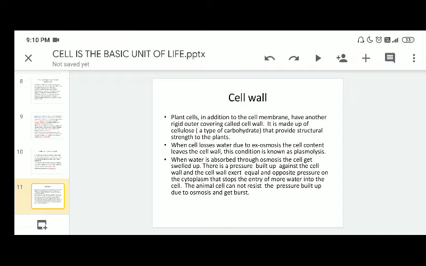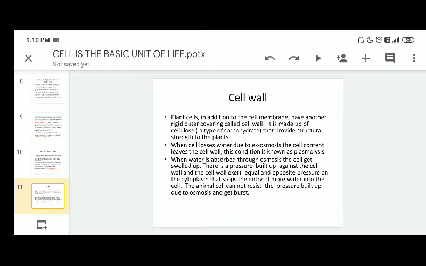Now, cell wall. Plant cells, in addition to the cell membrane, have another rigid outer covering called cell wall. It is made up of cellulose, a type of carbohydrate, that provides structural strength to the plant.